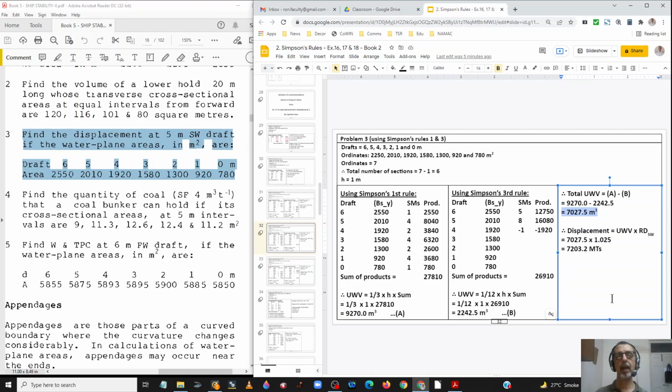Displacement is equal to underwater volume multiplied by the relative density of the water in which the ship is floating, and in this case it is salt water. Therefore, the displacement is equal to 7027.5 multiplied by 1.025, giving me an answer of 7203.2 metric tons.